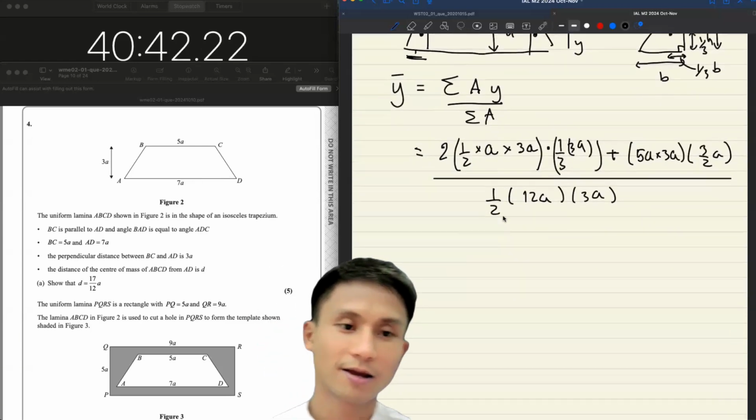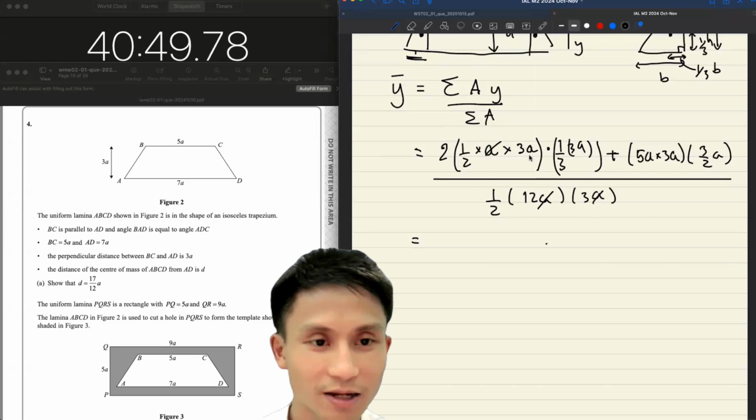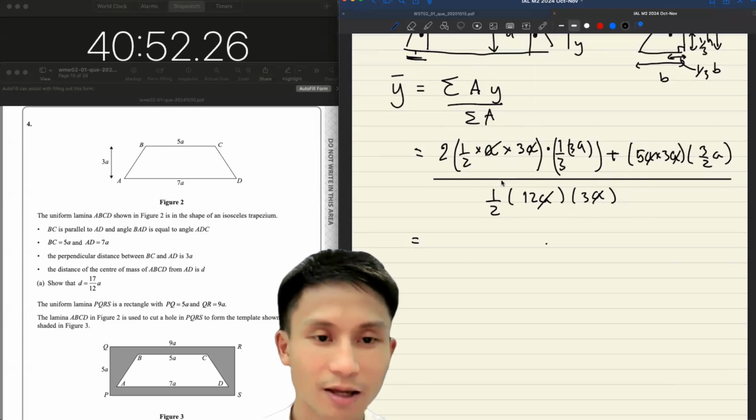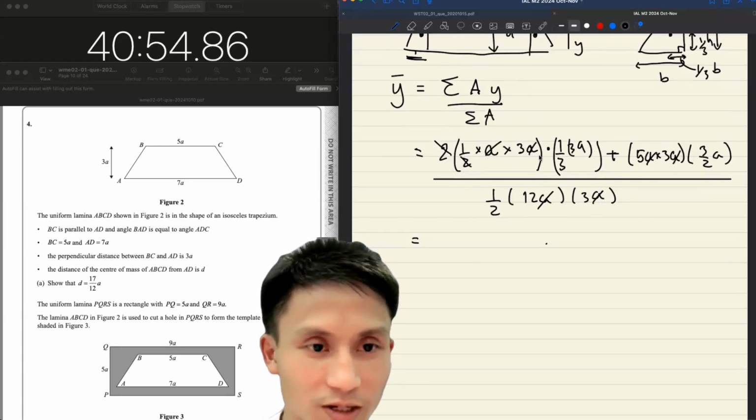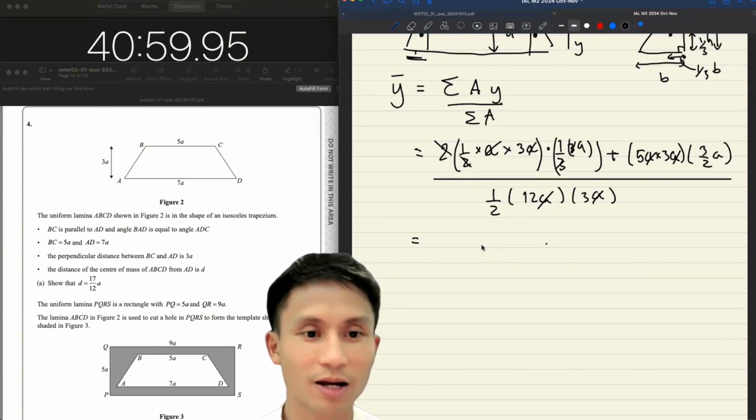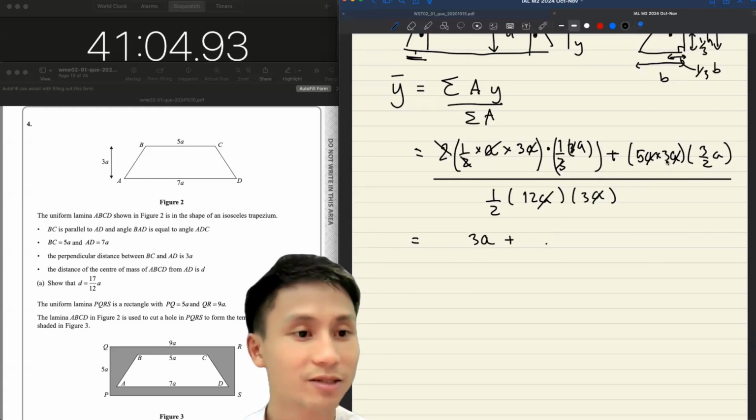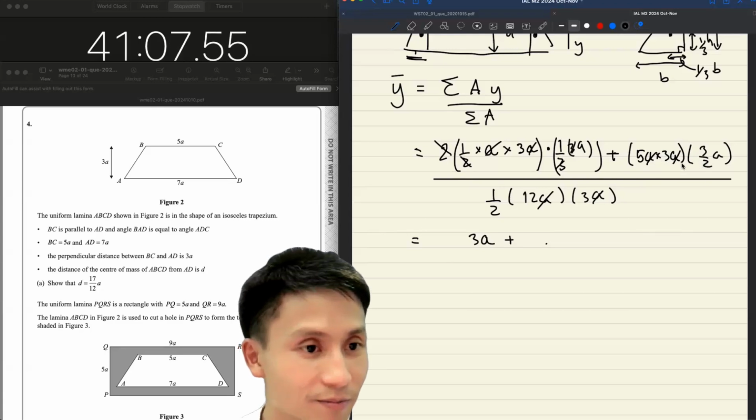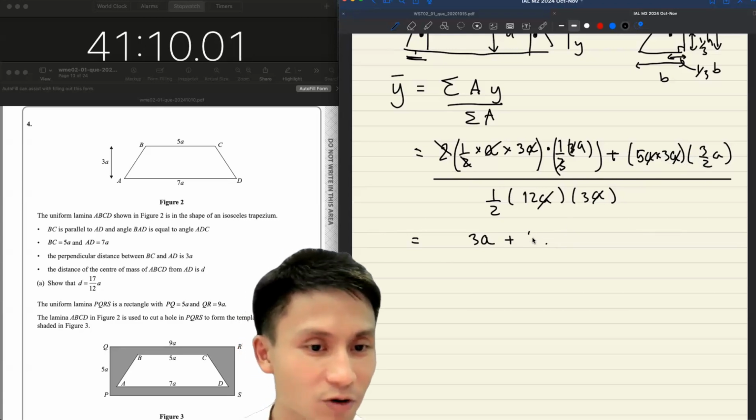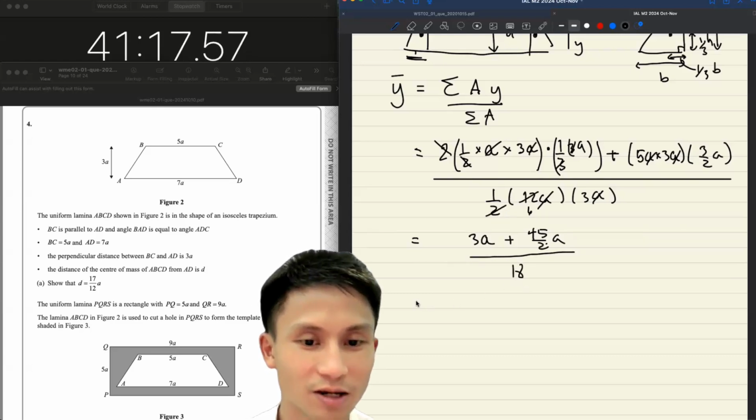Okay, so let's simplify there. I can simplify every 2a there. And then I can cancel the 2 and the 2 here, and then 1, 3 and 1, 3 here. So the first term on the top part is 3a plus, and then the second term is 45 over 2a. That's a bit horrible. And this is 18 down here.